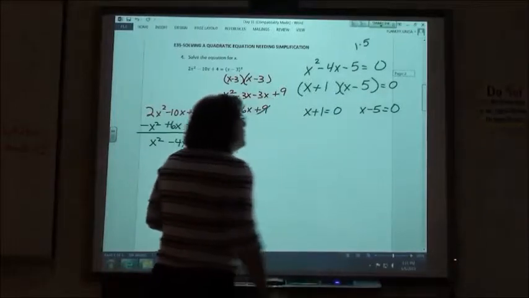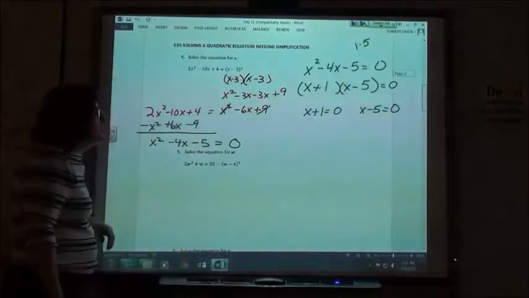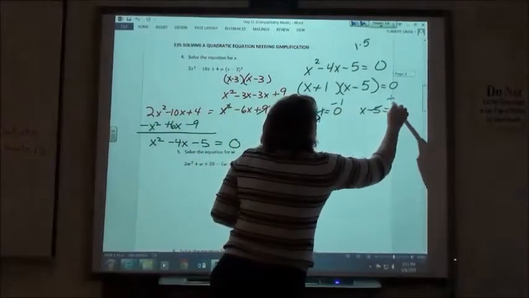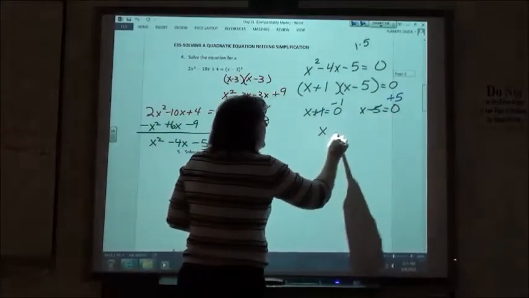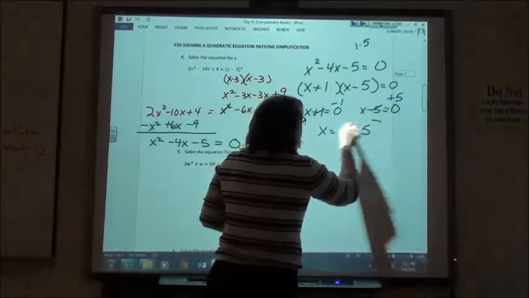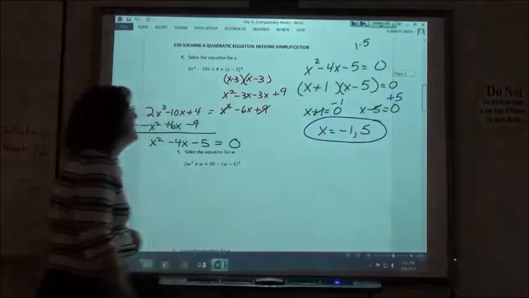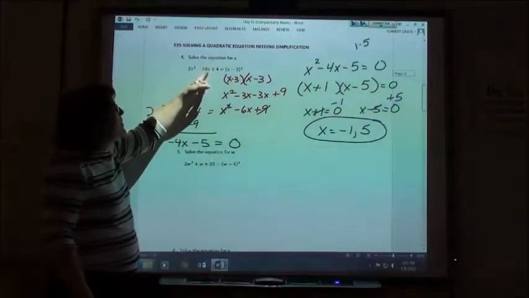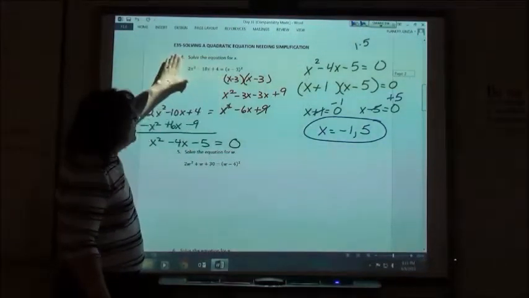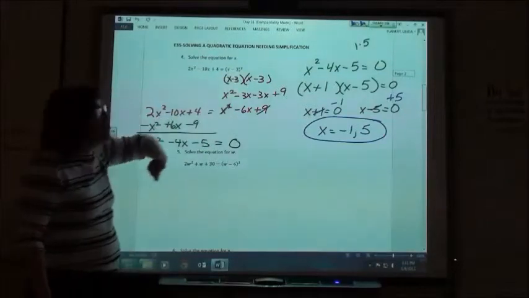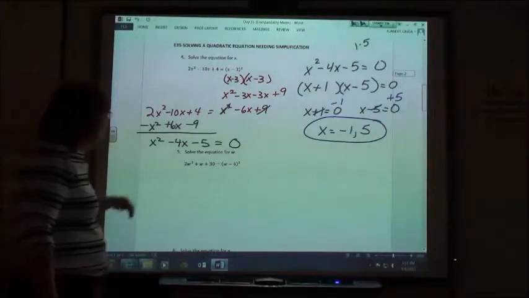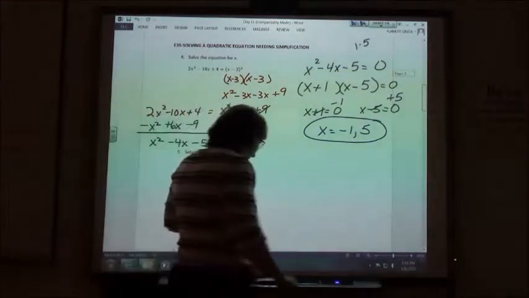And again, these ones don't have any coefficients, so all we need to do is move our numbers to the other side. Minus the 1, plus the 5. X equals negative 1 or 5. If we really wanted to take the time, we could put those numbers in for our x and solve it on this side, and on that side, and see if we get the same numbers. We should. I'm not going to take the time to do that, since they're kind of long problems to do anyway.